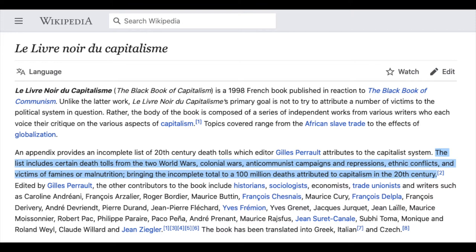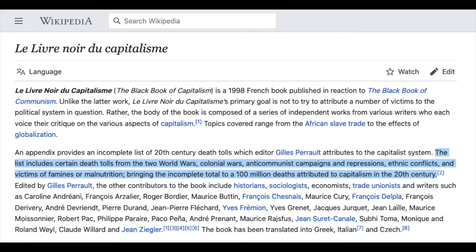This made me wonder, what does the death per capita rate look like between capitalism and communism? I think that the 100 million attributed to capitalism is over the top, as that includes certain death tolls from the two world wars, colonial wars, anti-communist campaigns and repressions, ethnic conflicts, and victims of famines or malnutrition. But I was confident that even with this exaggerated metric, I could steelman the argument and see what happened.